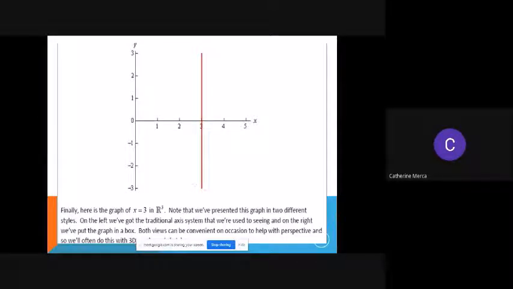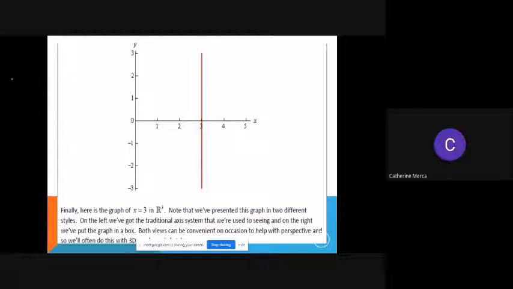You have your x-axis and your y-axis. Okay, question. What do you think it would be in the three-dimensional coordinate system? What would x equal to 3 look like?